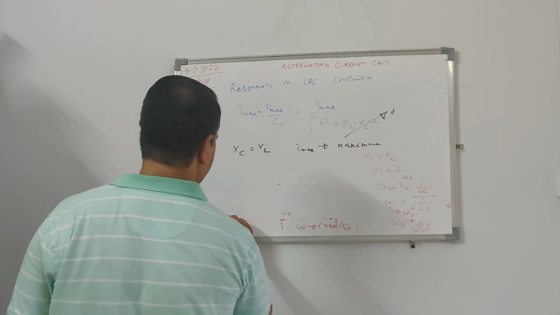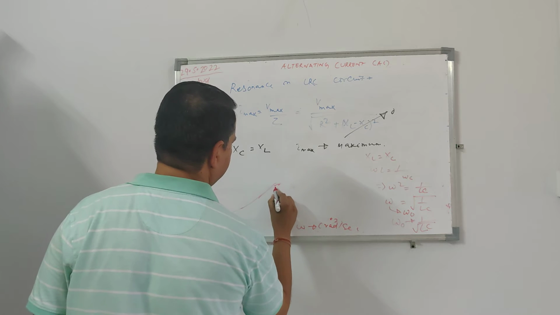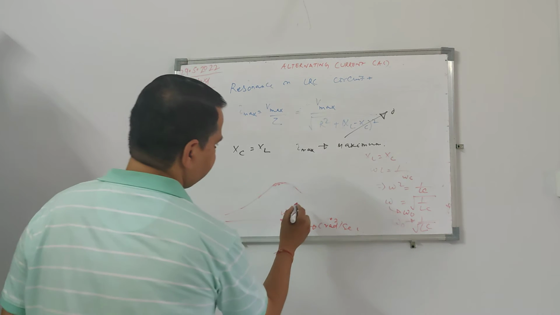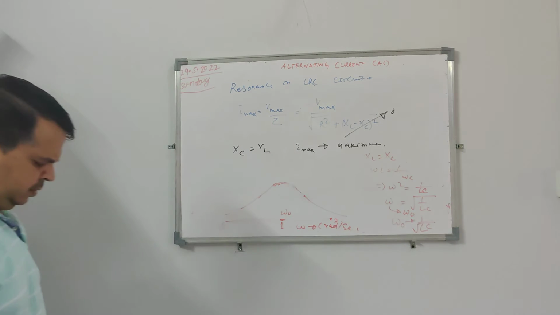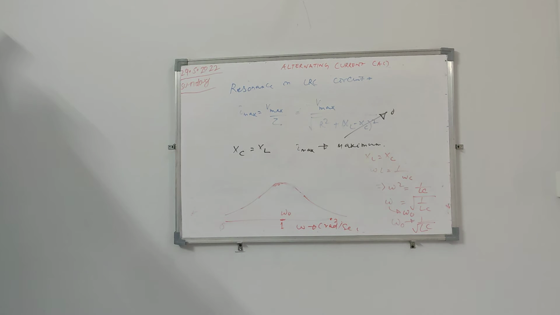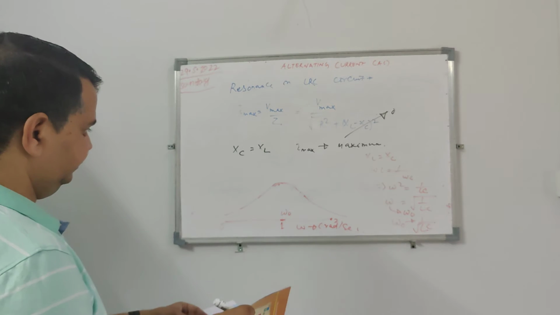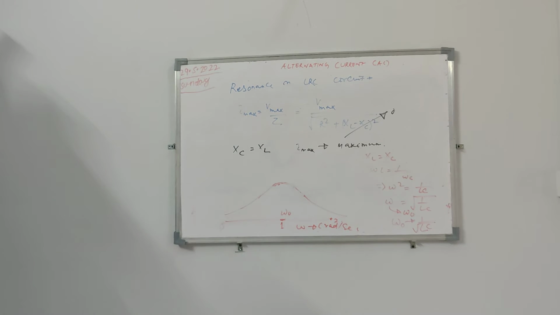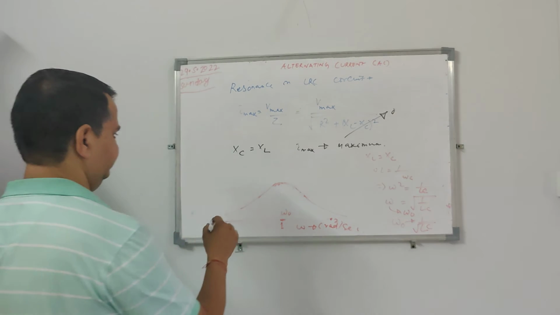The shape of the curve will be like this. This will be one curve. If we vary the resistance, for different resistance we will have different curves, so 100 ohm, 200 ohm. Inductance and capacitance remain the same, but resistance will be varied. So two curves for two different resistances.